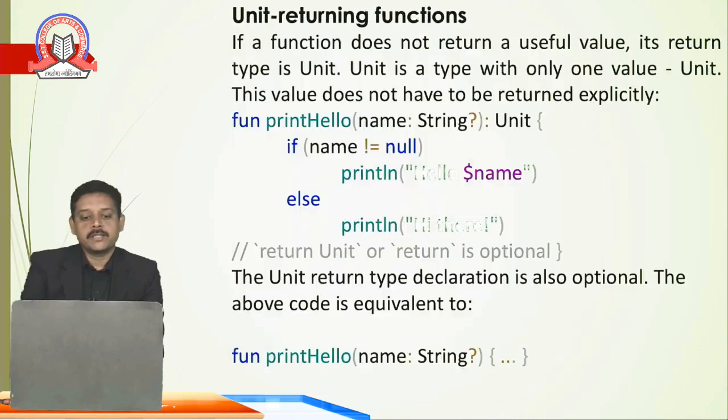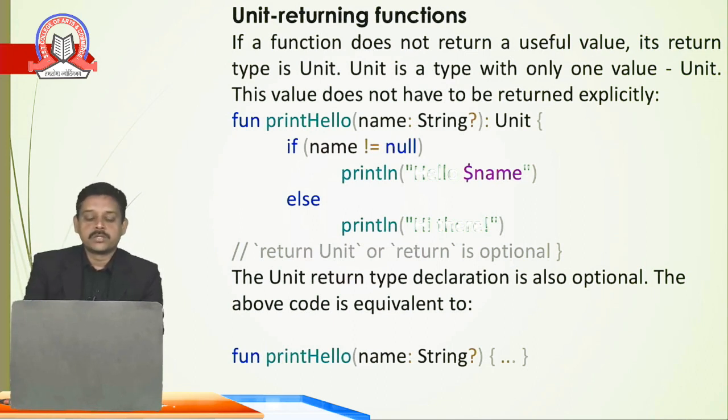So next, that is the unit returning function. In that you can see, if a function does not return a useful value, a useful value is nothing but a value which is not used for a particular variable or in another function, then that is known as a unit return type. For example, it is similar to a function which we create in C, C++, which contains a return type 0.